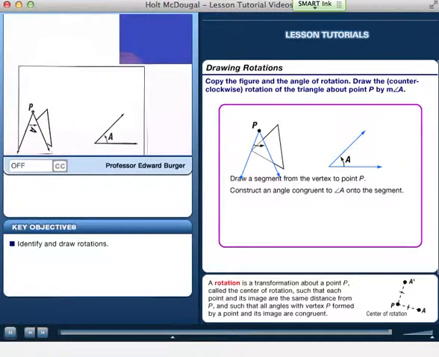And to get it exact, it has to be the same distance away from P that it currently is. So you can actually use a compass if you had one, or just a piece of string. I measure that point right here, and I swing it out. And when I swing it out, I get right to this point right here. And I will mark that in red.